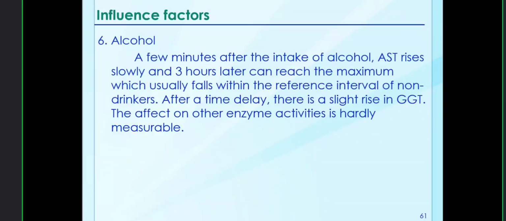Next one is alcohol intake. A few minutes after the intake of alcohol, AST rises slowly, and 3 hours later can reach the maximum, which usually falls within the reference intervals of non-drinkers. After a time delay, there is a slight rise in GGT. The effect on other enzyme activities is hardly measurable.